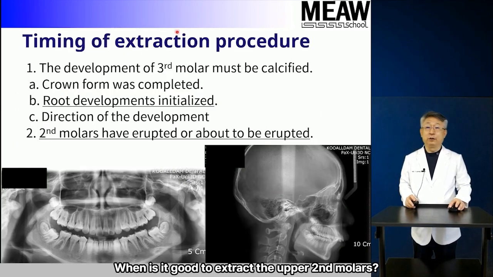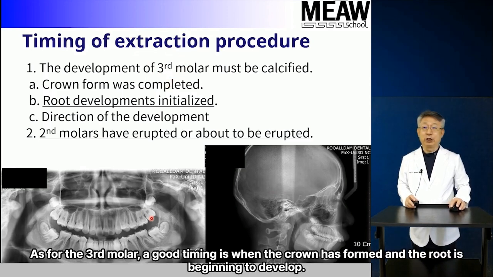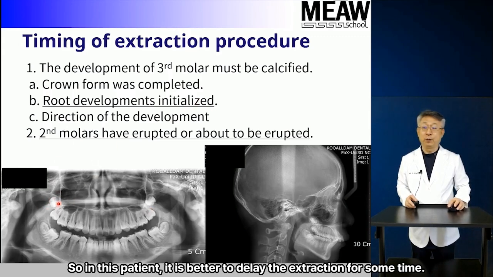When is it good to extract the upper second molars? As for the third molar, a good timing is when the crown has formed and the root is beginning to develop. So in this patient, it is better to delay the extraction for some time.